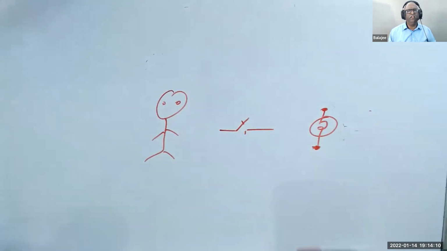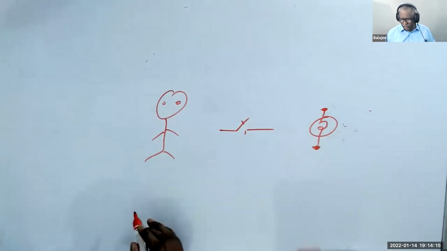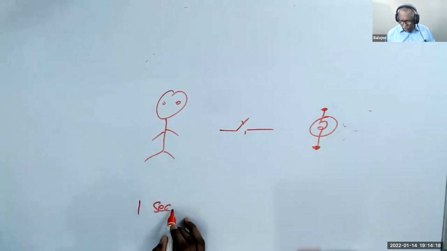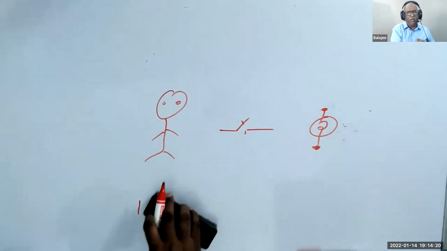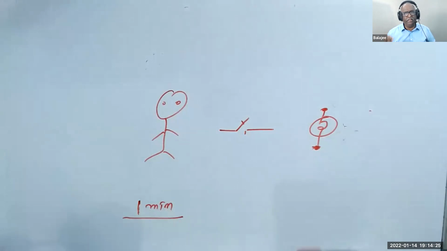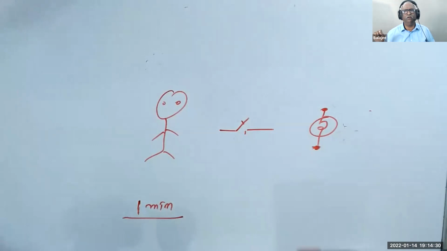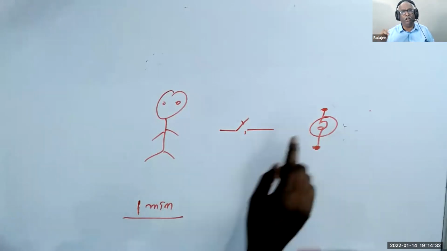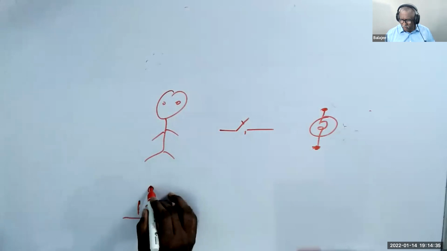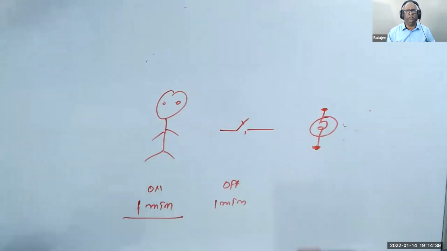Understand? Let us assume that I want to make the bulb on and off every 1 second, or every 1 minute. Every 1 minute, I want to make the bulb on and off. So 1 minute on, 1 minute off. It is just blinking. How do I do that?